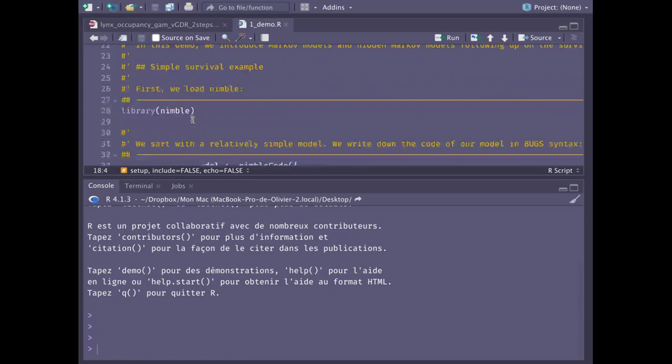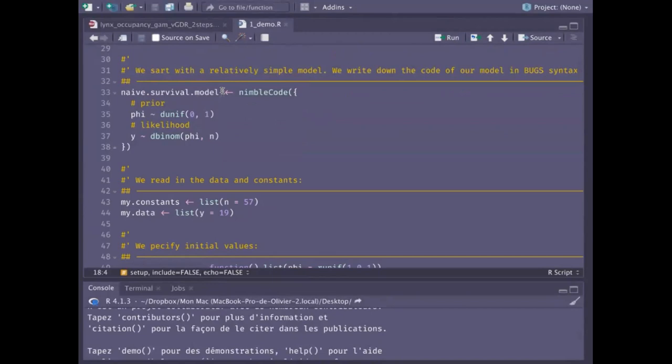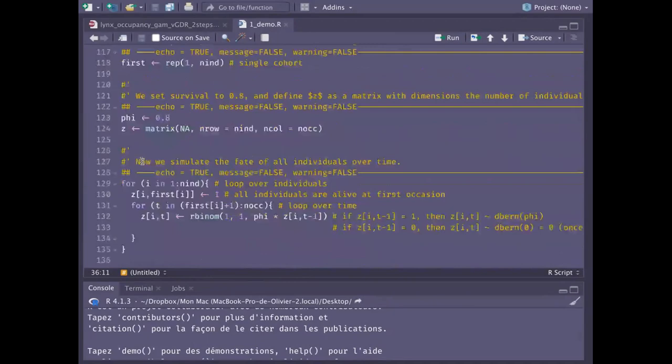So you have the lines. I didn't have time to go through the first live demo. It's just this example with one winter. So you have the code, you have everything here. You can run it on your own if you want. Let's go straight to the HMM.